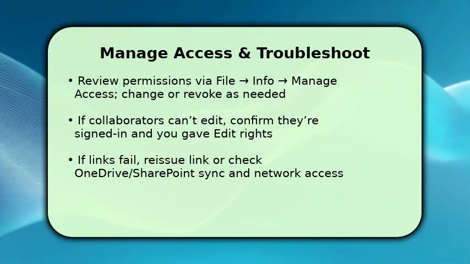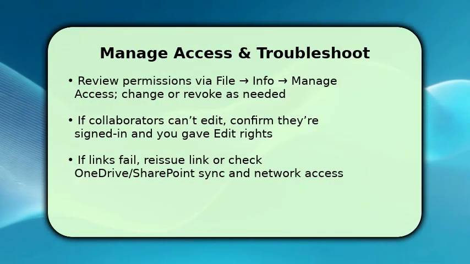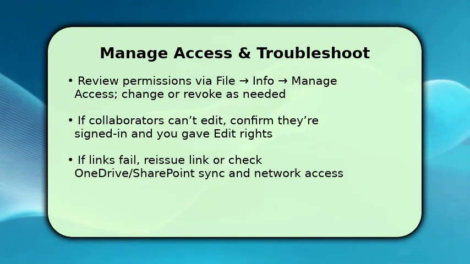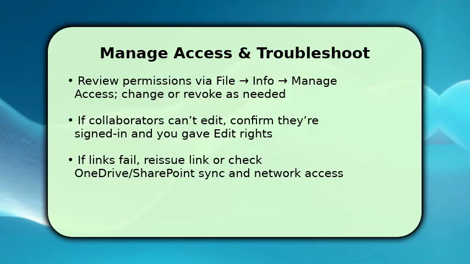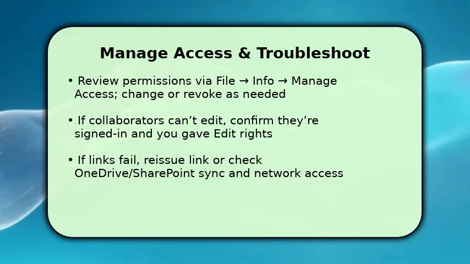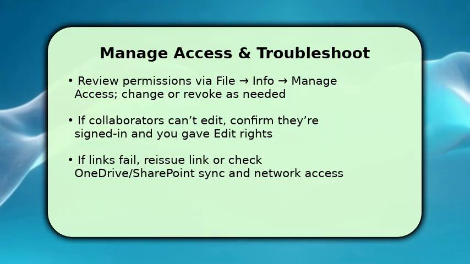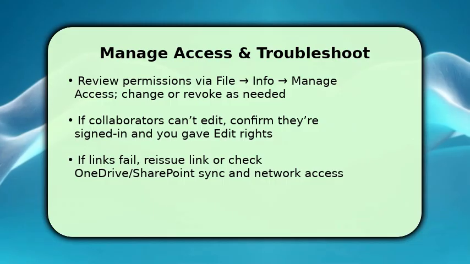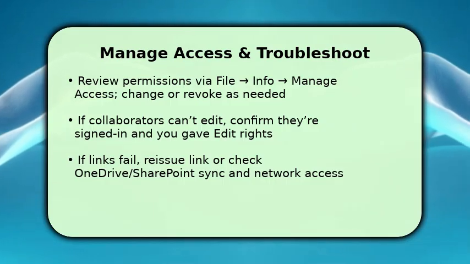Finish by verifying and managing access so collaboration stays under control. Go to File Info, then Manage Access to review who has edit or view rights. Change or revoke permissions when projects end. If someone reports they cannot edit, make sure they're signed into the same Microsoft account you shared with and that you granted edit rights. If links fail, reissue the link and confirm OneDrive or SharePoint has finished syncing and the recipient has network access. This solves most sharing hiccups.